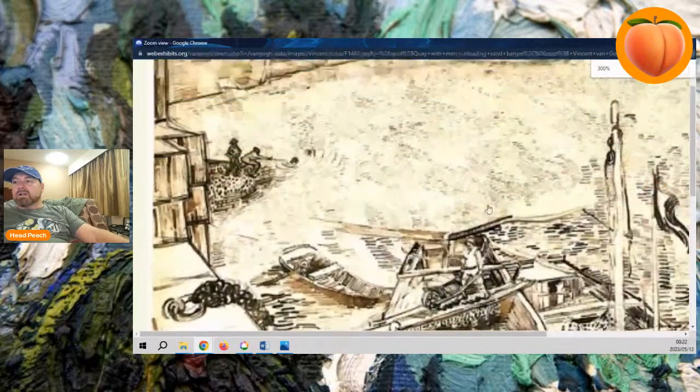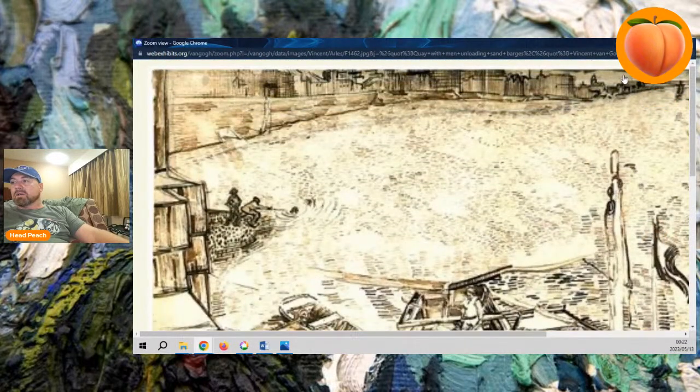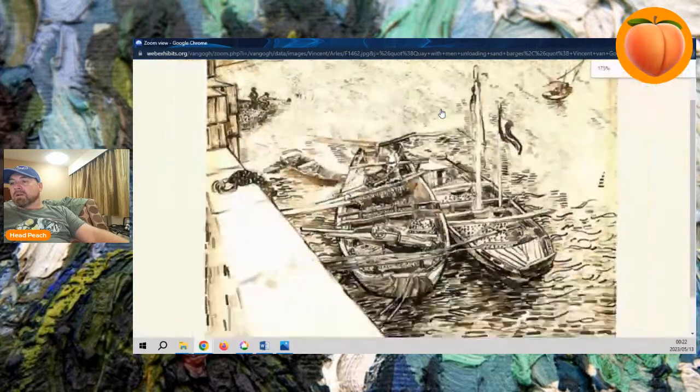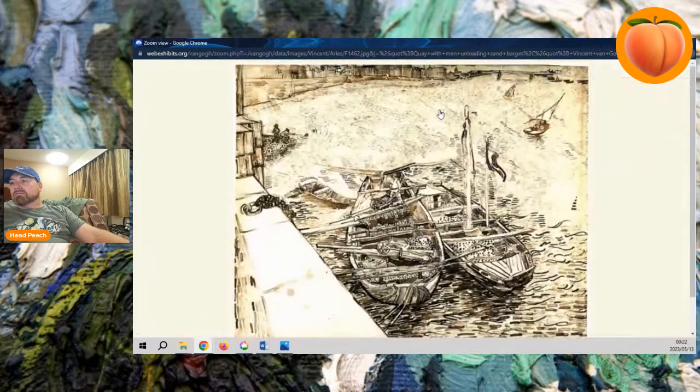And look at the detail in the background, where he's even providing a little bit of the cityscape or the townscape. Even something going on there. Someone's being fished out of the water, I guess.